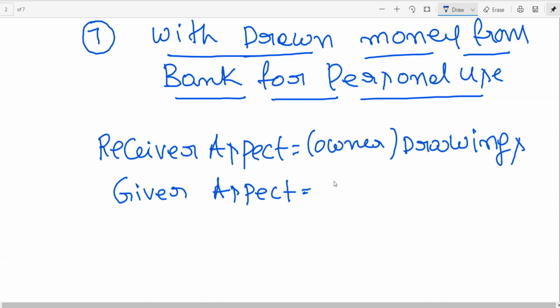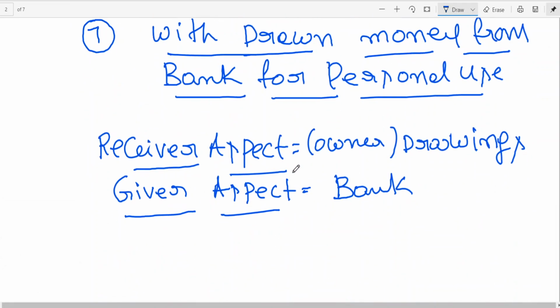Giver aspect. Who is the giver? Bank. Then you can see, for the first time we have both receiver and giver. In all the previous cases so far, if receiver is there, then giving; if receiving is there, then giver; or in rarest of rare cases, receiving and giving. But in this case, we have both receiver and giver. Who is the receiver? Proprietor. For what purpose? Personal use. It is being called drawings. Giver aspect. Who is giver? Bank. Okay, clear to all of you? This is the seventh example.